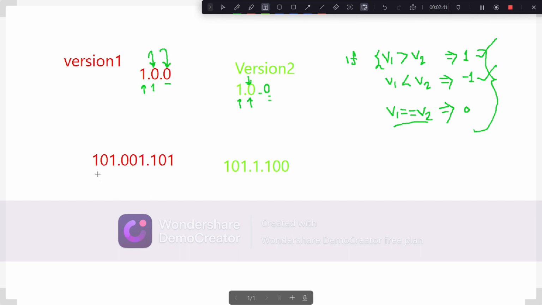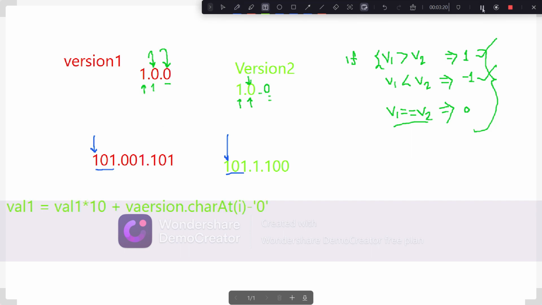Now I have taken this example. This is our version 1 and this is our version 2. Let's compare here. We will start comparing from the very first location. This is 1 and here also it is 1. First of all, the approach is that till we get the next dot, let's compute the value. If we compute this value and this value, it would be 101, right? Because these are strings, we can use one formula.